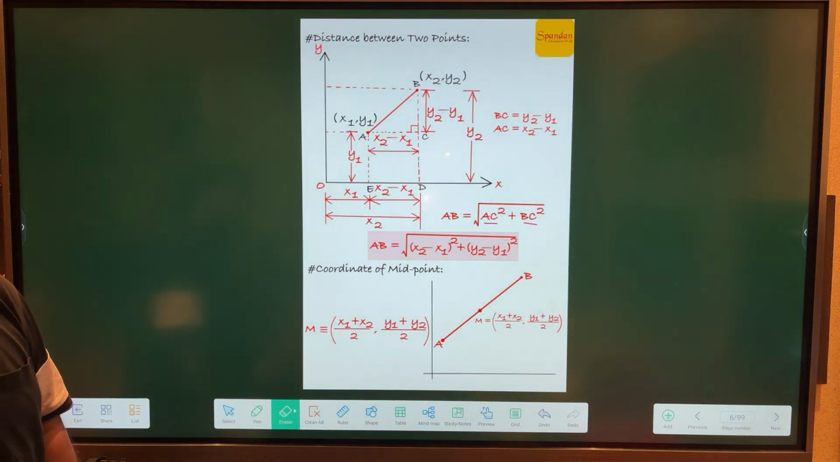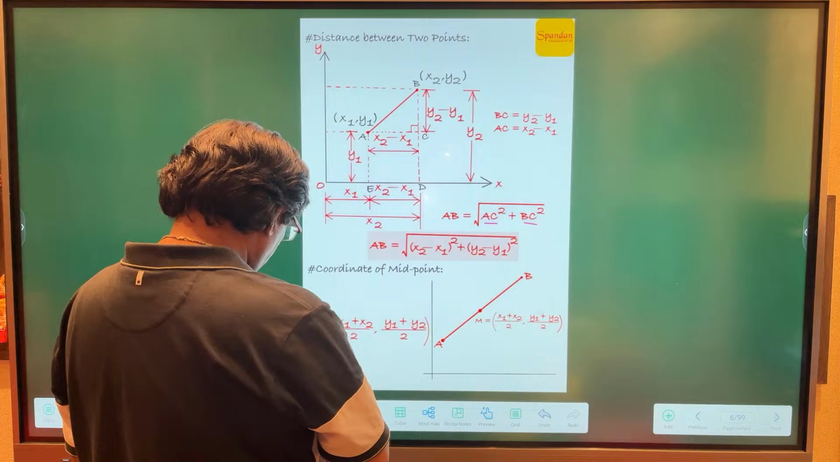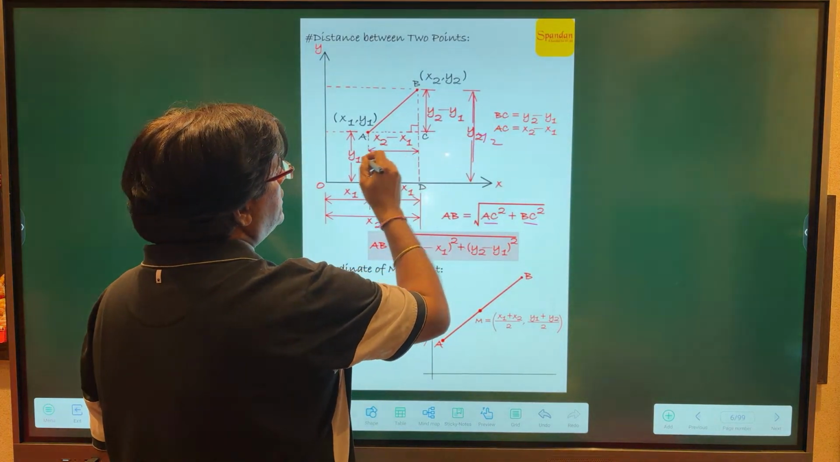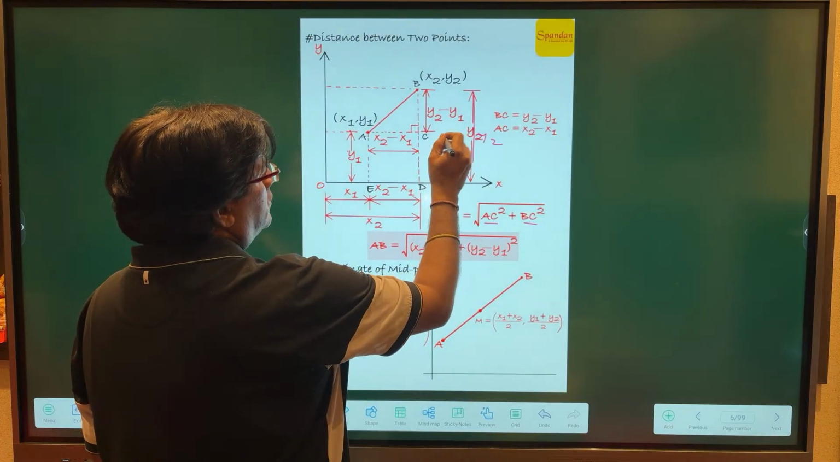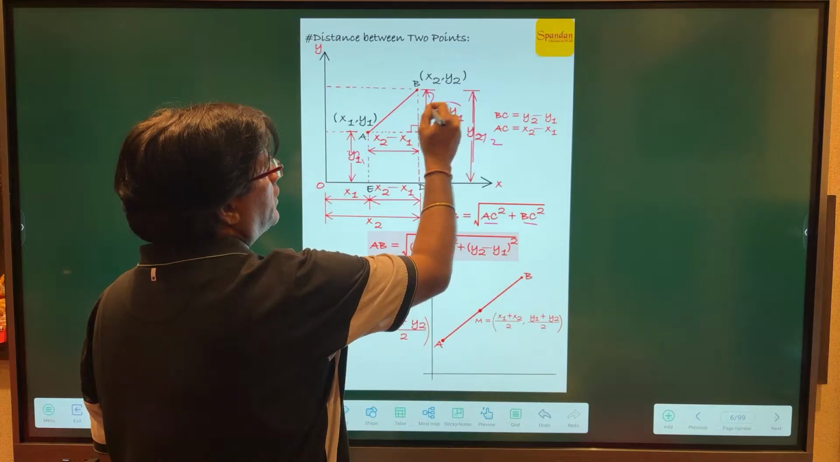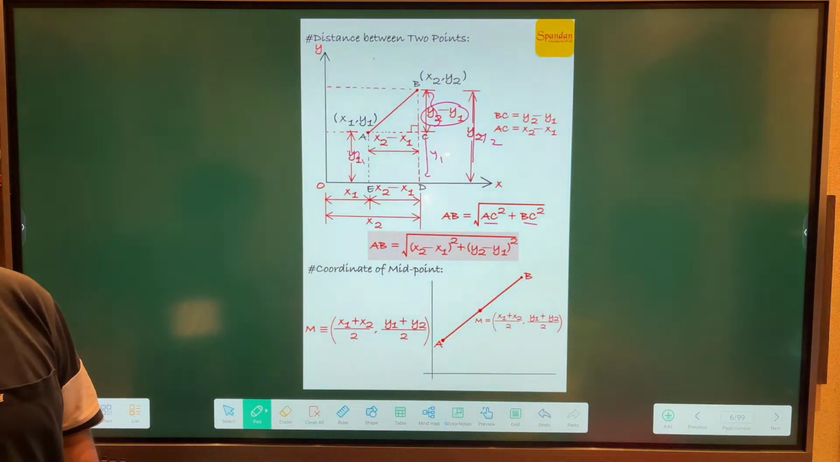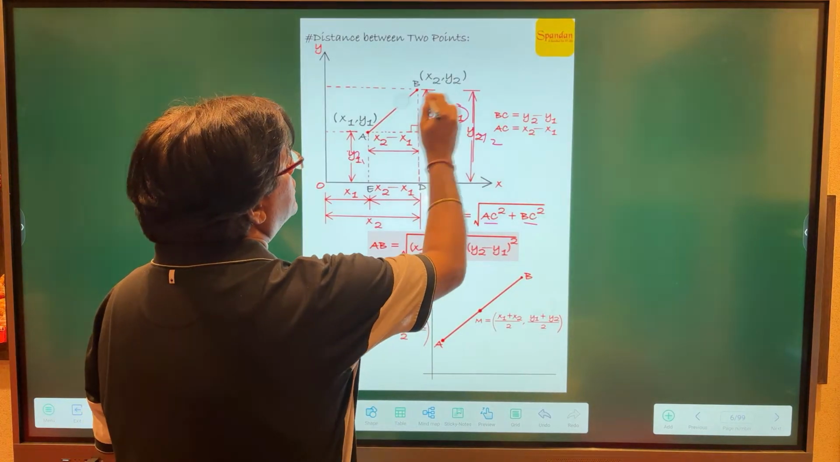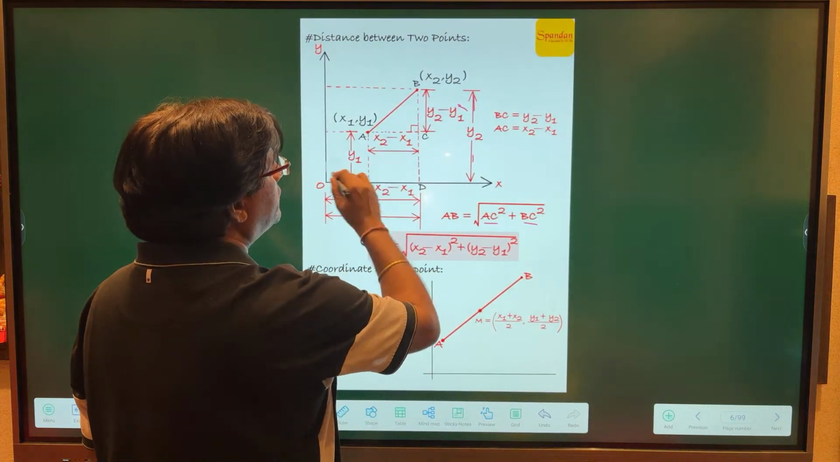For BC or AC, we will see that this complete length is say y2. So this is say y2 and this is say y1, right? So this length will be y2 minus y1, the difference of these two. That means this BC length is y2 minus y1, right?